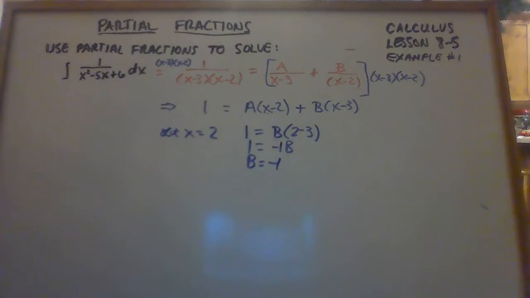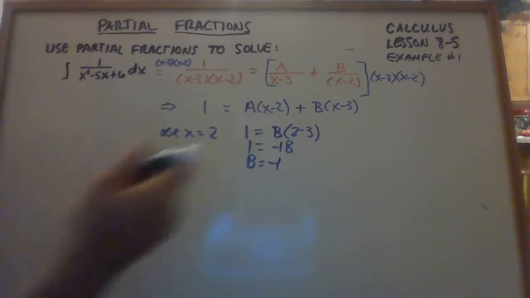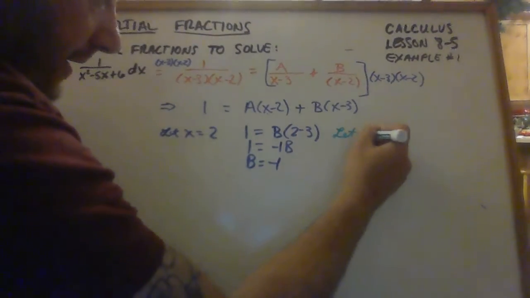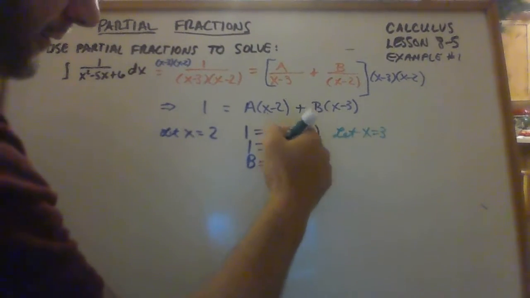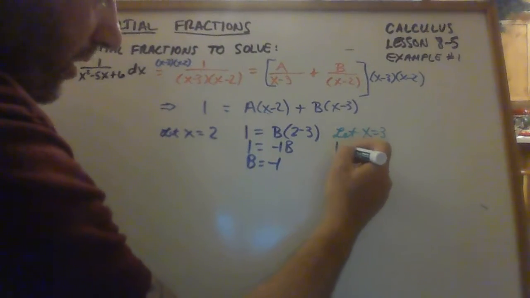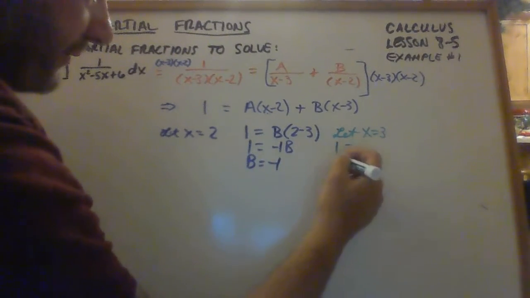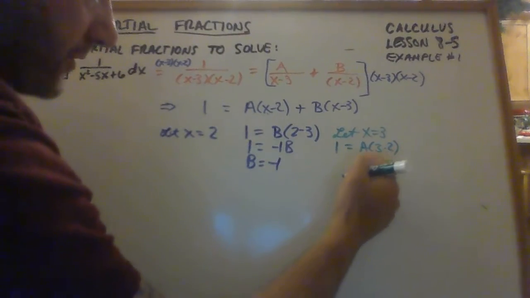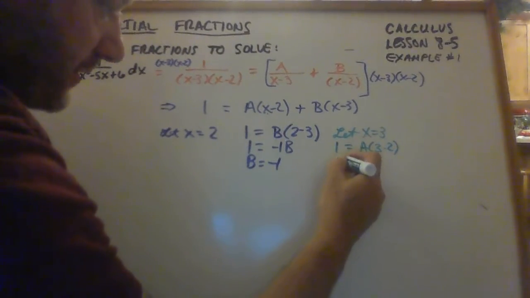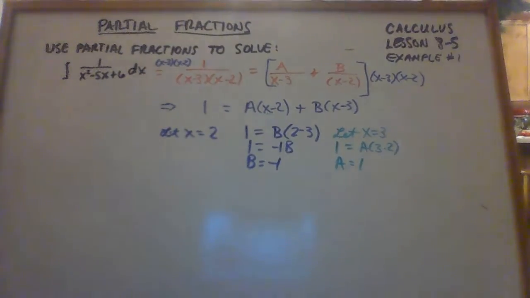Okay, the next thing I'm going to do is let x equal 3. If I let x equal 3, that makes this term go away because this is 0. And I get 1 equals a times 3 minus 2, which is just 1. So 1a equals 1, so a ends up equaling 1. So now I know what a and b are. Okay, so I'm going to go plug those in.